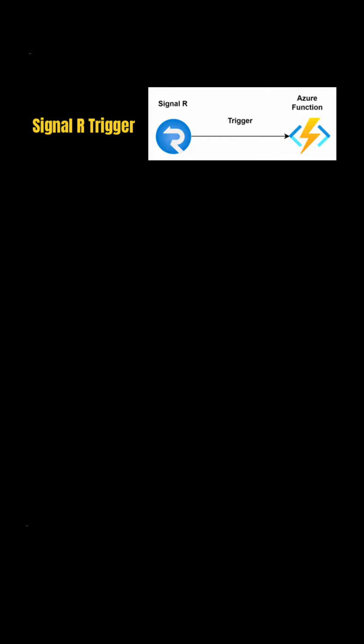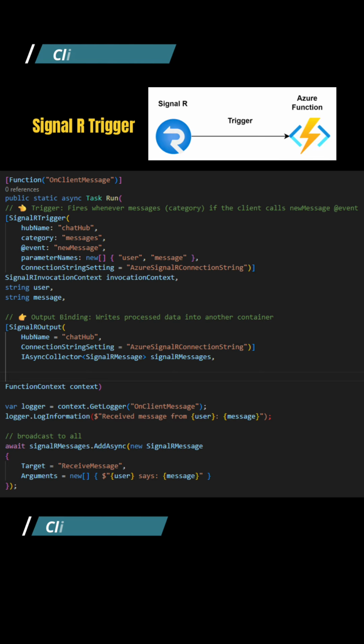Let's move on to the sixth trigger, which is a real-time trigger called the SignalR Trigger. The SignalR Trigger is used in scenarios where you need to process or respond to events in real time. So let's dive into the SignalR Trigger code base. It's a pretty simple code base, as you can see.